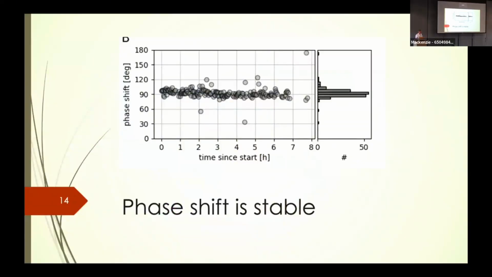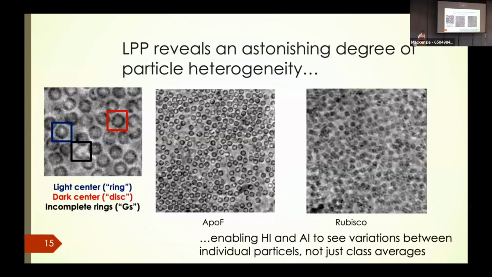Another thing has to be pointed out. The phase shift is very, very stable. It's around 90 degrees, plus minus maybe 10 degrees over an 8-hour data taking session. That is so much better than the best performance of the Volta faceplate before. And so we took data.